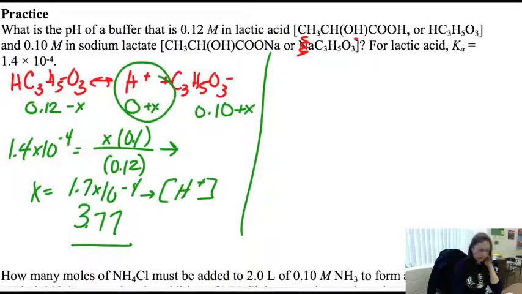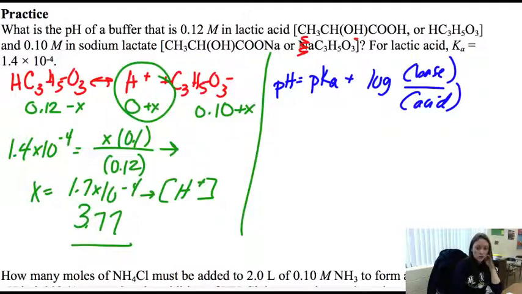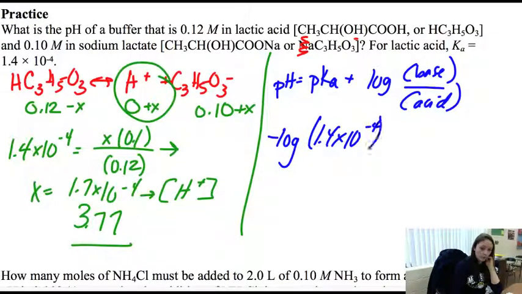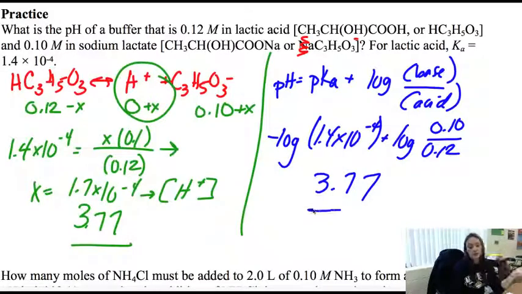We can also use the Henderson-Hasselbalch equation to figure this out, because it's the same thing, just simplified. My pH is going to be the negative log of my Ka, which is 1.4 times 10 to the negative fourth, plus the log of the 0.10 over the 0.12, and I get a pH of 3.77. So it's the same thing. Here you just have to know which one's the base and which one's the acid. Go ahead and try the next one.